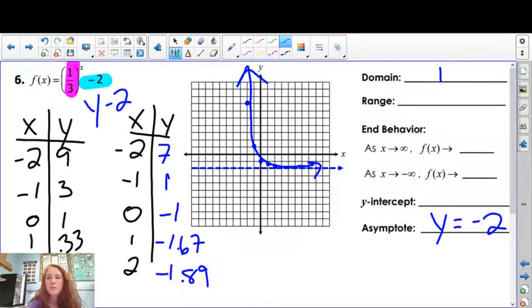My domain is going to be all real numbers again. Y is greater than -2. As my x's continue to grow, they go towards -2. As they continue to get smaller, they go off towards infinity. And my intercept is 0, -1.